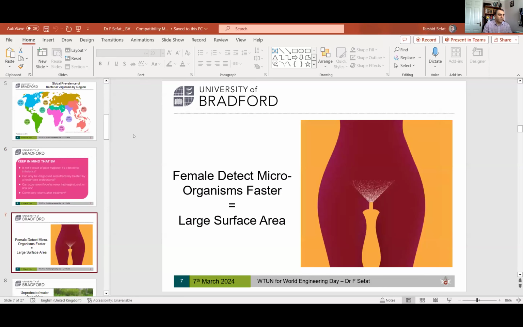And females, compared to males, usually detect more microorganisms a lot faster than males because they have a very large surface area. And in terms of anatomy, if you look at this picture of the female's reproductive system, they can detect bacteria, viruses, microbes, or any germs a lot faster than males.